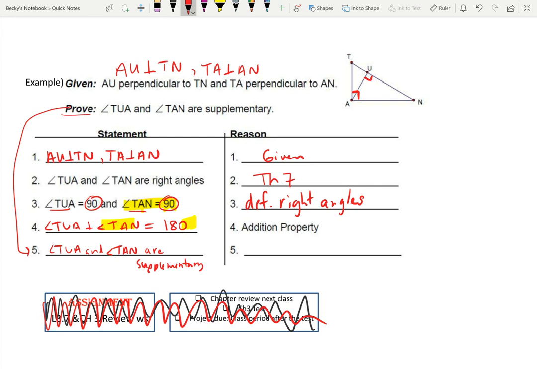Okay, so we need to justify this. How can I go from step 4 to step 5? What's different? I'm saying the same angles, but here it says 180, but in step 5 it says it's supplementary. So this is just a definition. Can you guess it? It's definition of supplementary angles.